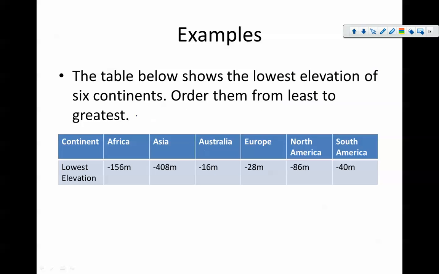All right, last example here that we're going to do, looking at a table of the lowest elevations of the 6 continents. So here we have them: Africa, Asia, Australia, Europe, North America, and South America, and we want to order them from least to greatest.